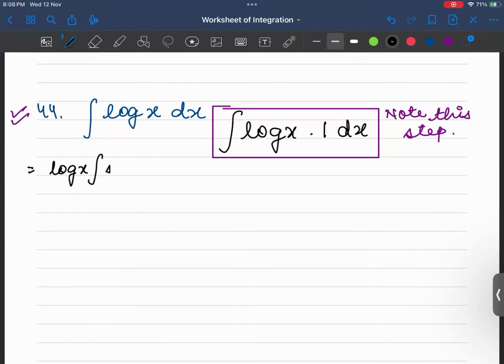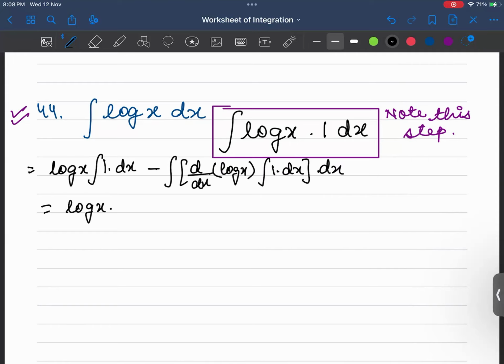1 dx minus the dy by dx of the first function, which is log x, then integration of the second function, and whole integration, right? We can write it log x, and for 1 dx, integration of 1 would be x, minus integrate dy by dx of log x would be 1 upon x, and integration of 1 would again be x. It would be dx, as we know.